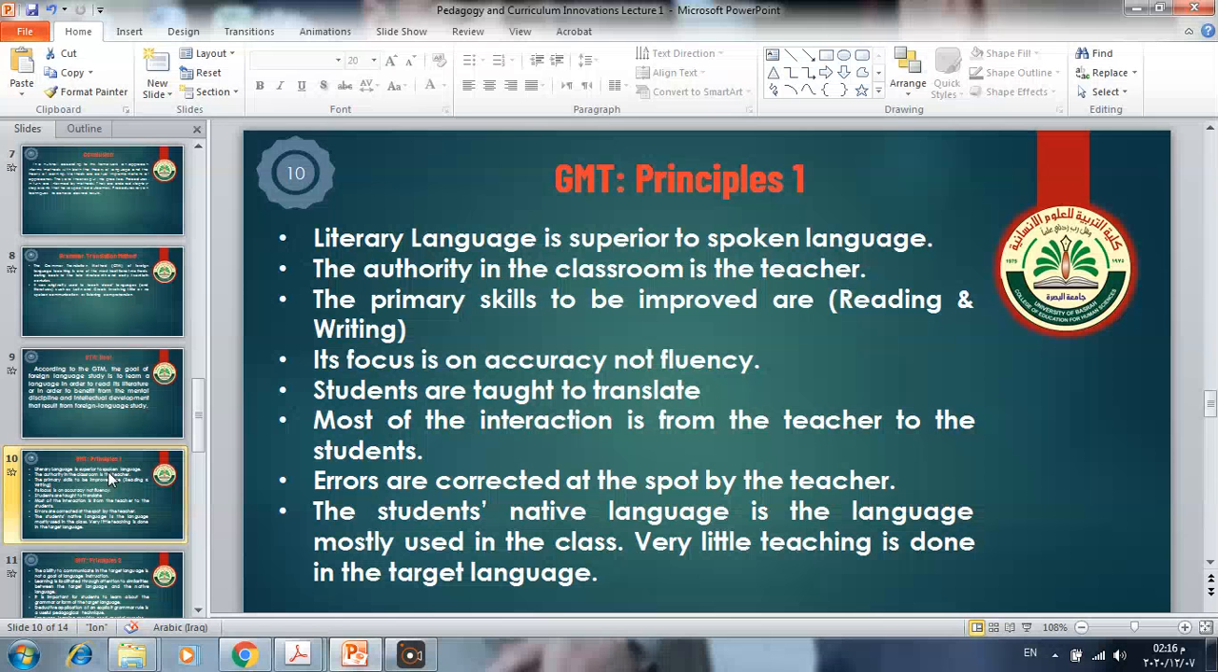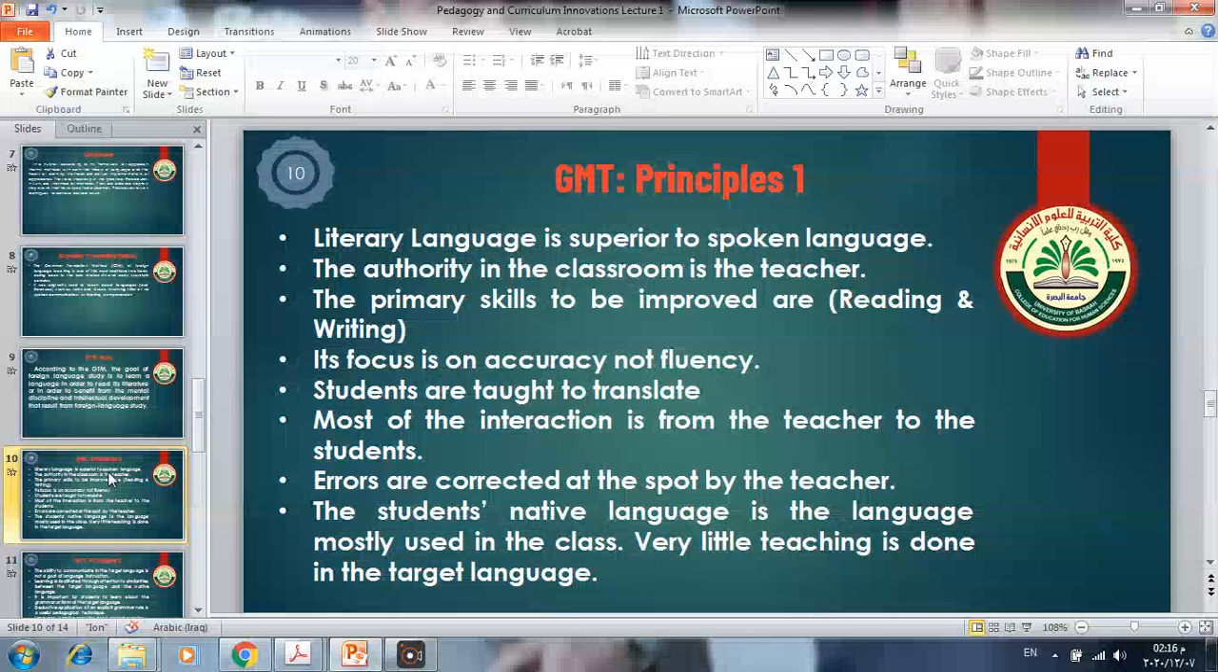Now the interaction inside the classroom here is always directed from the teacher towards the students. So there is no one-to-one interaction. The teacher always says things and orders students to do things. So the interaction is one-way interaction. It is directed from the teacher to the students.